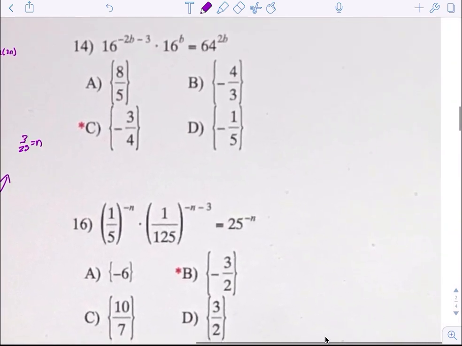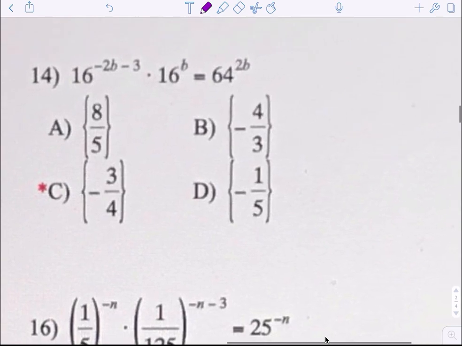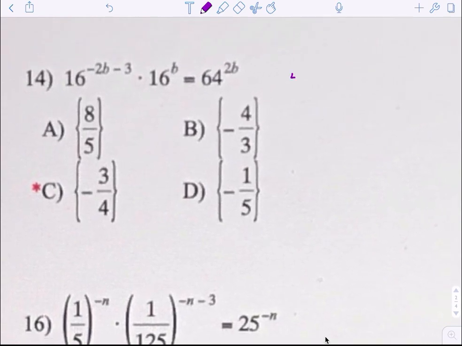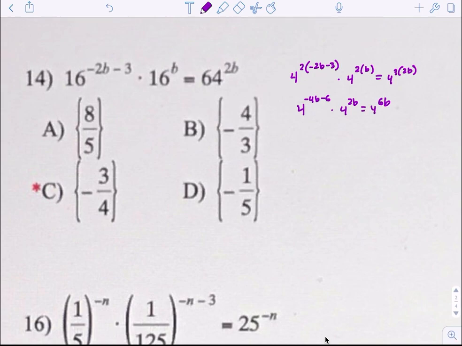Alright, 14. So find a common base between each one, and it's going to be 4. So 4 to the second, negative 2b minus 3, 4 to the second times b, and 4 to the third times 2b. So distribute: 4 to the negative 4b minus 6 times 4 to the 2b equal to 4 to the 6b. When you're multiplying, that means you add the exponents if they have a common base. So it's going to be 4 to the negative 4b minus 6 plus 2b is equal to 4 to the 6b.